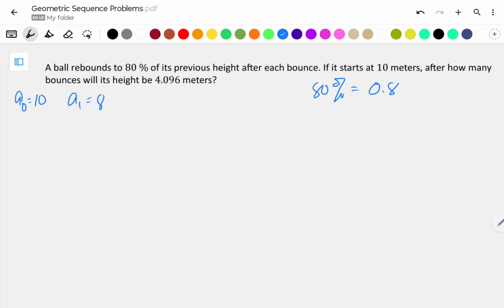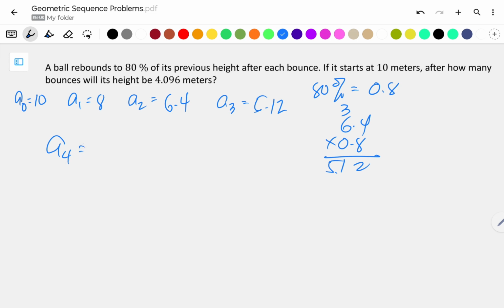So after the second bounce, it's going to be 80% of 8. So times 0.8. 8 times 0.8 is just 6.4. And then the third term. So after the third bounce, that's going to be 6.4 times 0.8. 32, carry 3, 51. So 5.12.